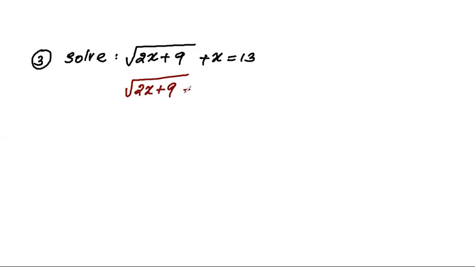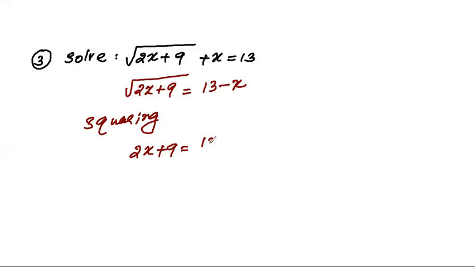Root 2x plus 9 is equal to, let me take this x to the right side, it will become 13 minus x. We square on both sides. What are we getting? 2x plus 9 equal to 13 minus x the whole square. After squaring that one, you'll be getting like this: 2x plus 9 equal to 13 minus x the whole square. Because whenever you are squaring, this root will be getting cancelled, and 13 minus x will become 13 minus x the whole square.